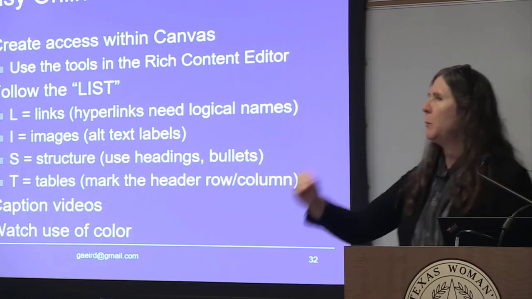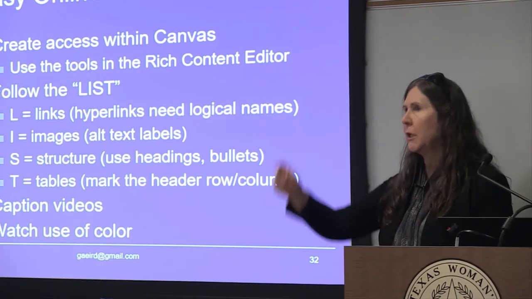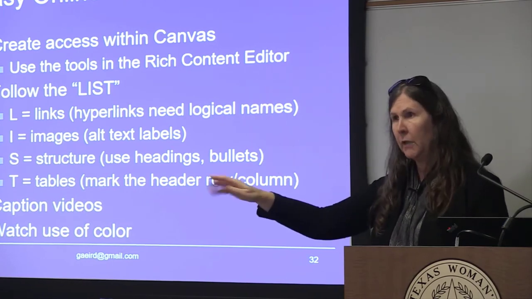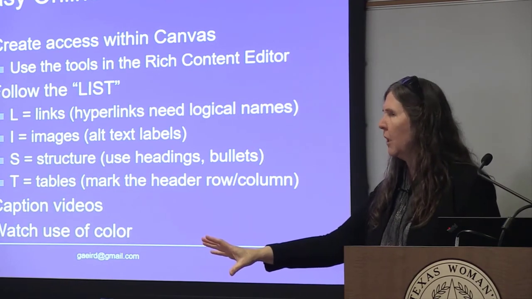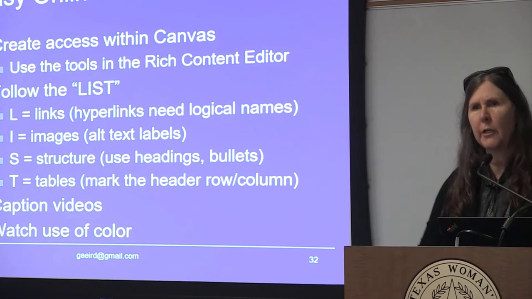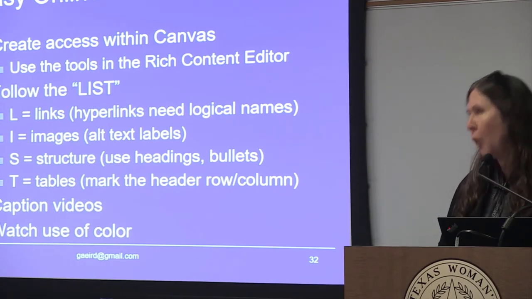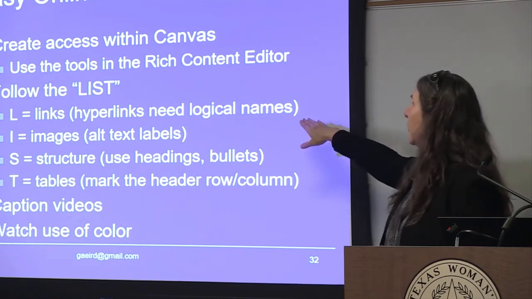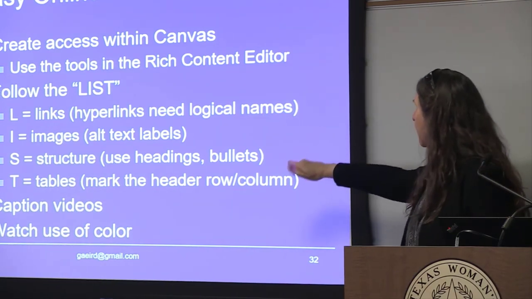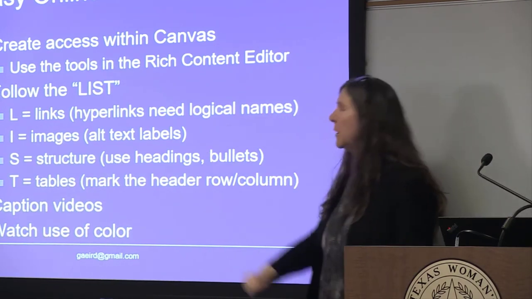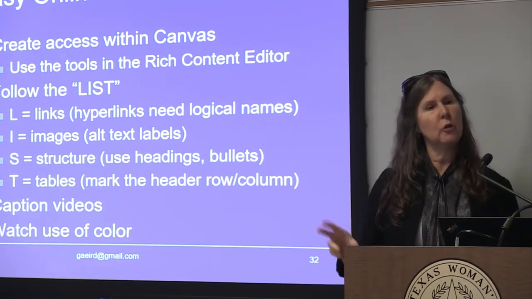Why? Because people using a screen reader go from link to link to link. They're not going to hear the surrounding text. And if they're all "click here," they're going to hear click here, click here, click here. Oh wow, that was really helpful. Not. So just give it a logical link name if you're using hyperlinks. Images, we talked about this a little bit. I is for images. That's where you put the alternate text label.